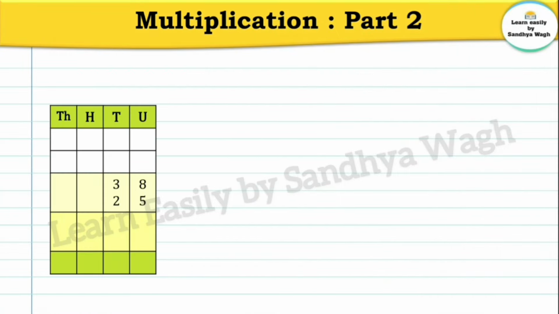Let's take next example. 38 multiplied by 25. So 5 8s are 40. Now 5 3s are 15. So 15 plus 4 is equal to 19.